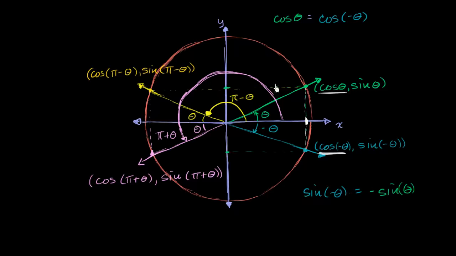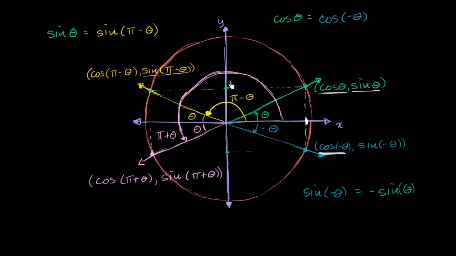And we could do the same thing over here. How does this one relate to that? Well, these two are going to have the same sine values, right? The sine of this, the y-coordinate, is the same as the sine of that. So we see that this must be equal to that. Let's write that down. So we get sine of theta is equal to sine of pi minus theta.